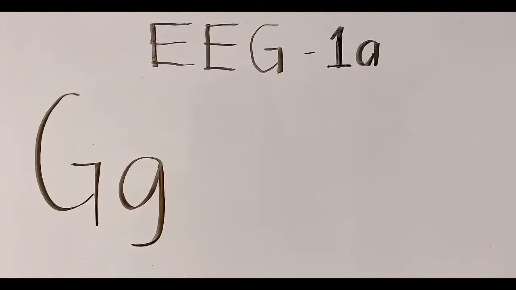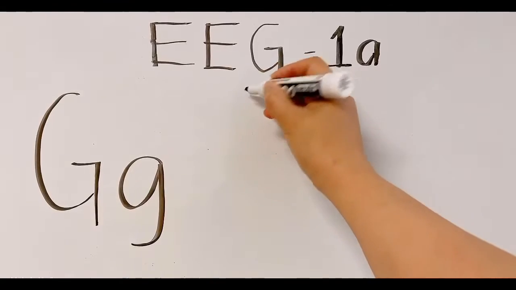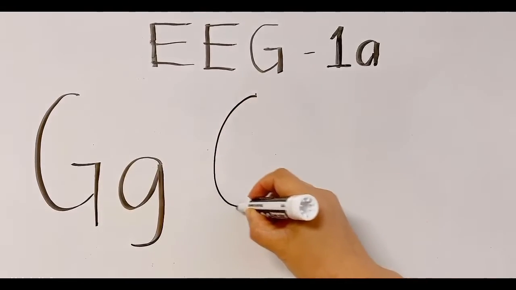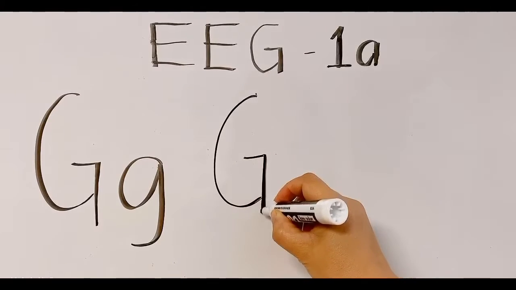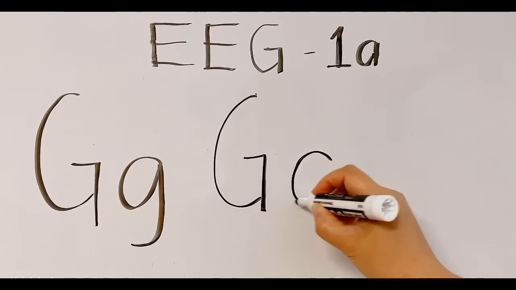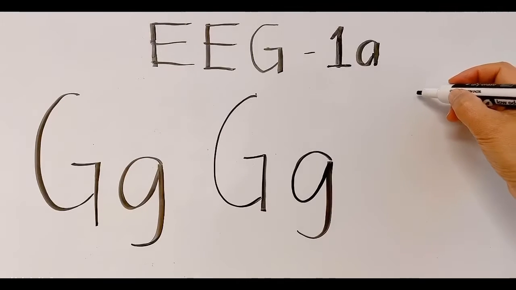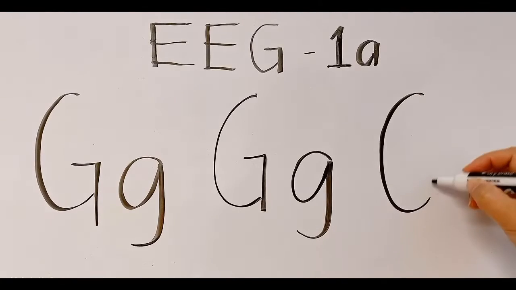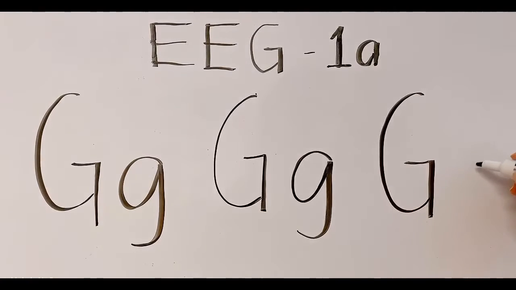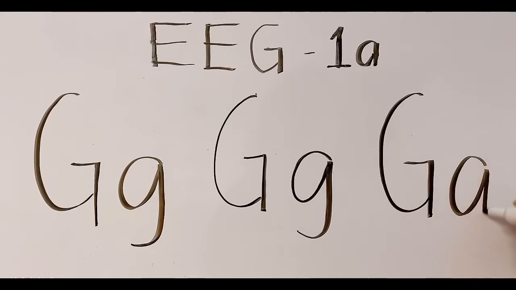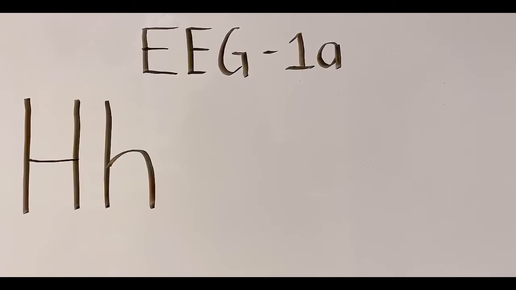Good. Now let's try the letter G. Capital G, small g. Okay, that's right. Capital G and the small g. Okay, again, capital G, small g. Okay, good. Next is the letter H.